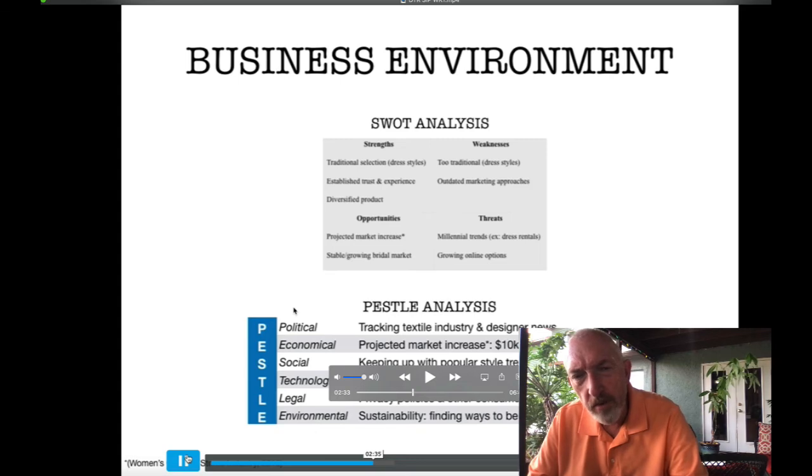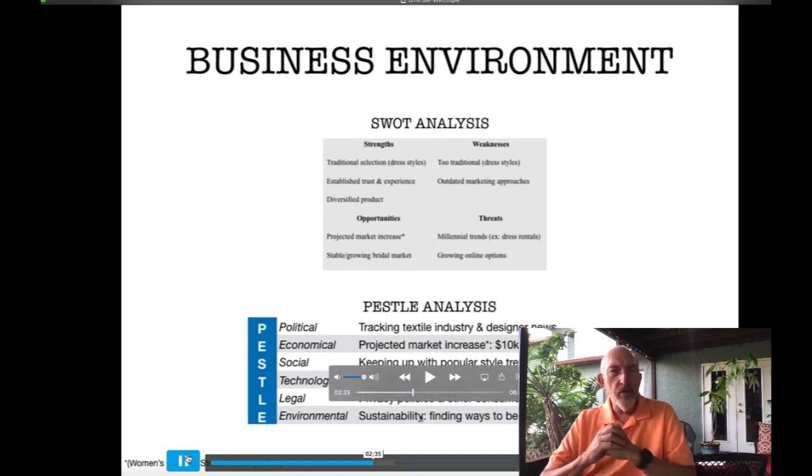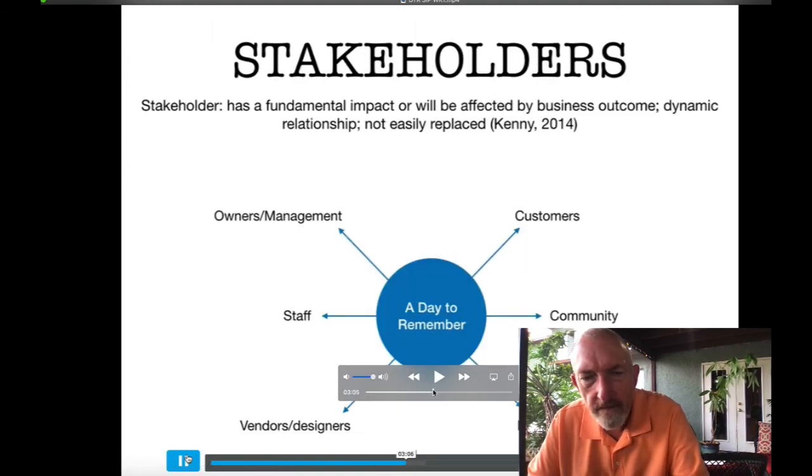Now, we do the PESTLE analysis, again, because this gets into those global drivers of change, that last slide that I showed you. And this helps inform us into all those factors, as you can see: political, economical, social, technological, legal, and environmental. All right, let's move on a little bit further.